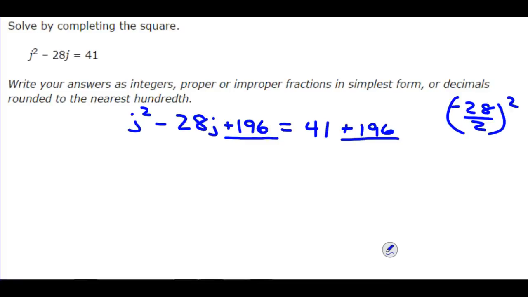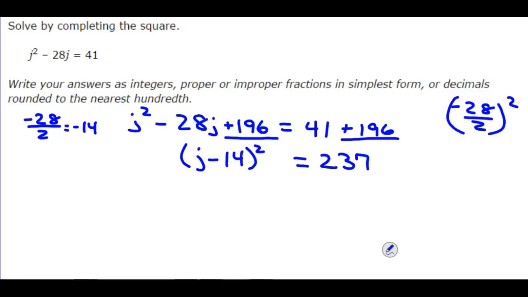At this point, because I've added the 196, and because half of that 28, half of that negative 28 is negative 14, all of that tells me that the next line that I'm going to write down is (j minus 14), all of that squared, because that equals the same thing that's up above it, equals 237.